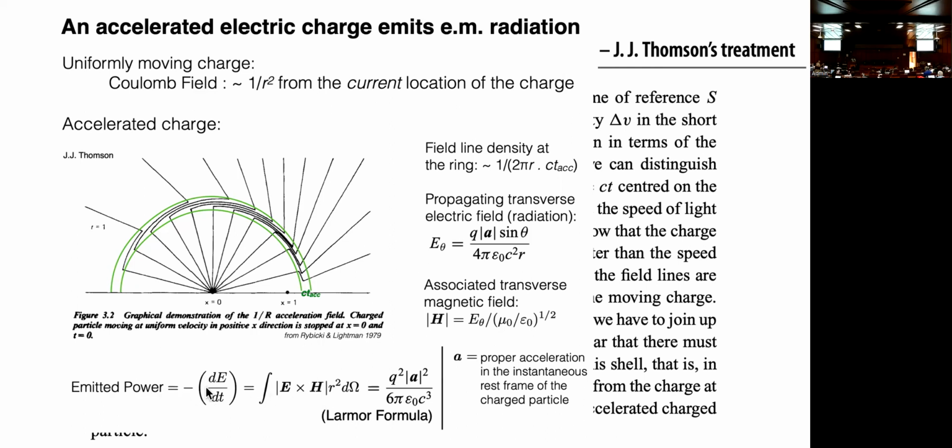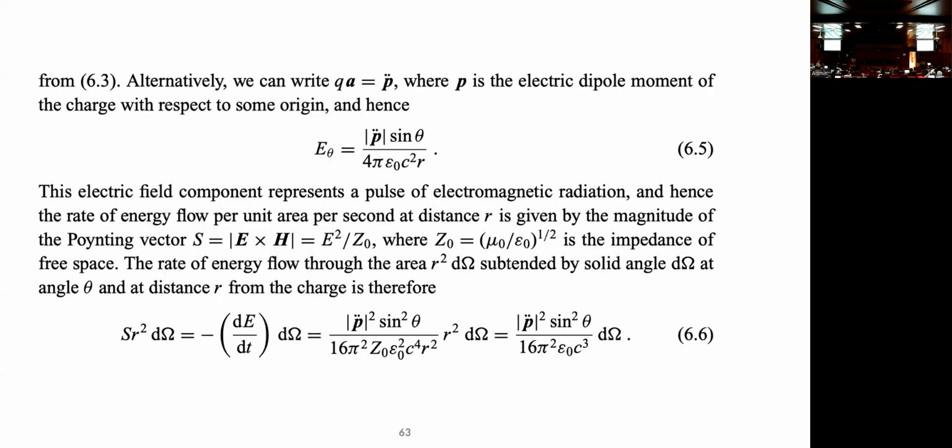the emitted power can be calculated in terms of the Poynting flux, and it is expressed in steps, I admit. But one thing to note is that the emitted power is proportional to the modulus of the acceleration squared. Something similar can be done, expressing the same expression in terms of the magnetic moment rather than acceleration. p double dot is the magnetic moment, and you can express it in those terms.